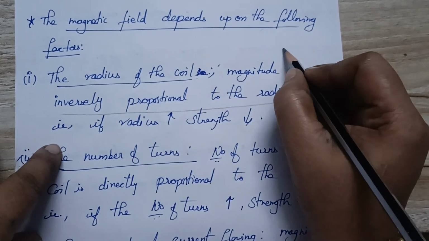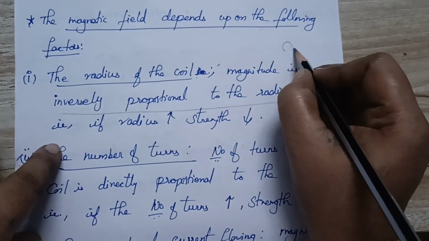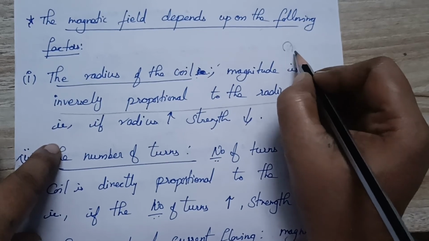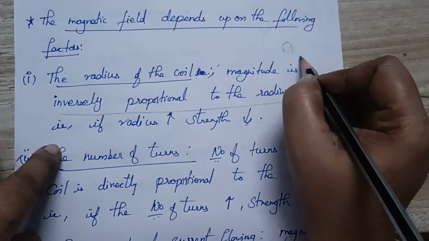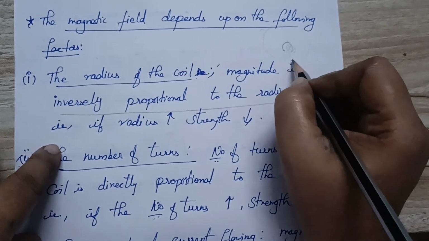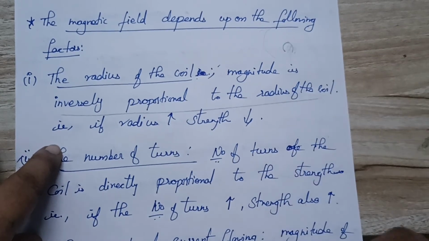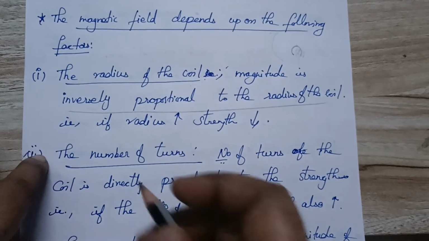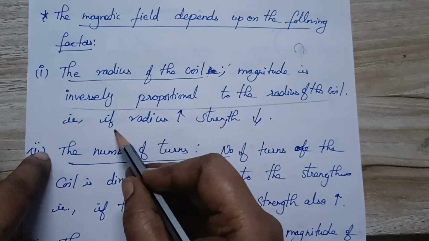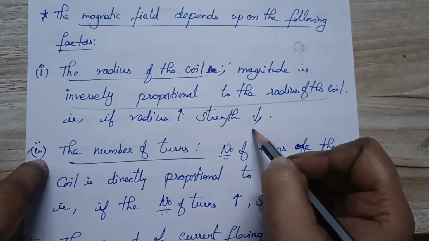If the radius is small, then you will have more strength. When it is big, it is far away from the center, so the strength will be reduced. It is inversely proportional to the radius of the coil. That is, if the radius increases, the strength decreases.